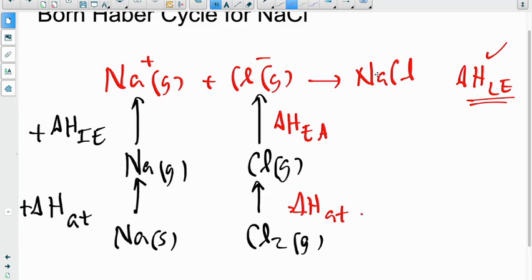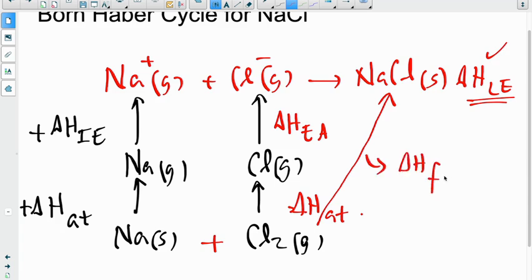So in order for me to make this a full cycle, I just need to create one more connection, and that one more connection is this: the solid sodium plus the chlorine here, creating solid sodium chloride. This is solid, by the way. Now, this one here is labeled as enthalpy of formation.